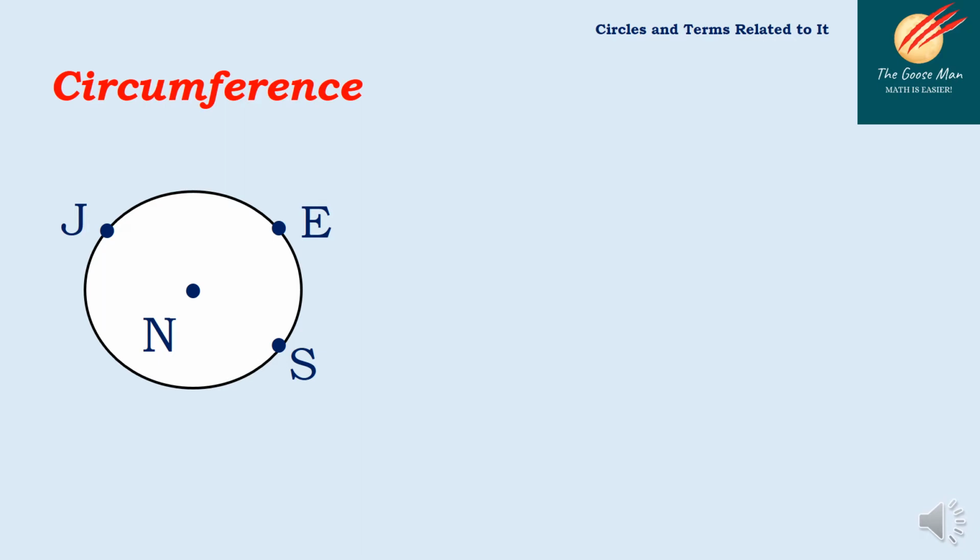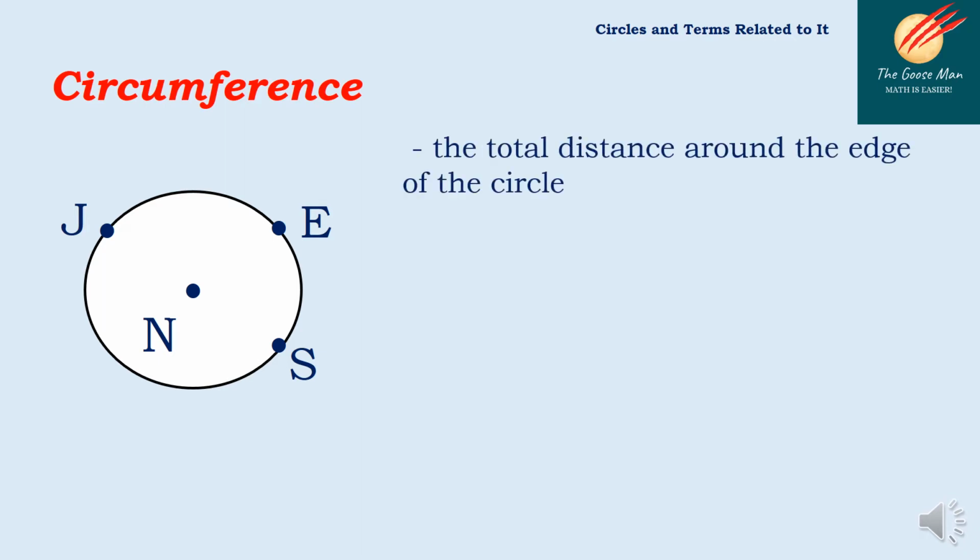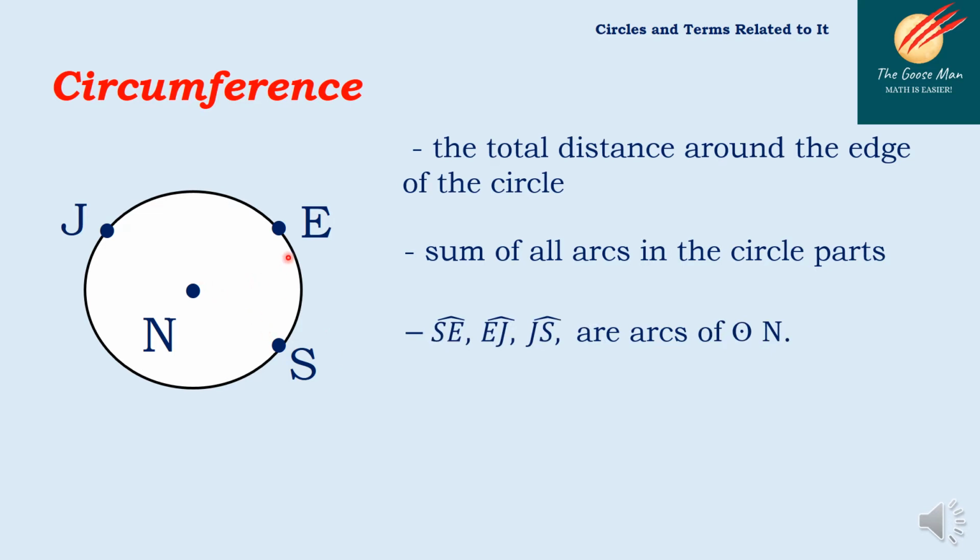Next one, we have the circumference. This is the total distance around the edge of the circle. From our circle N, we can say that the circumference is the distance around the circle N. Another definition of circumference is the sum of all the arcs in the circle. So we have arc SE, arc EJ, and arc JS, which are arcs on the circle N. The circumference of circle N is the sum of all arcs: arc SE, arc EJ, and arc JS.